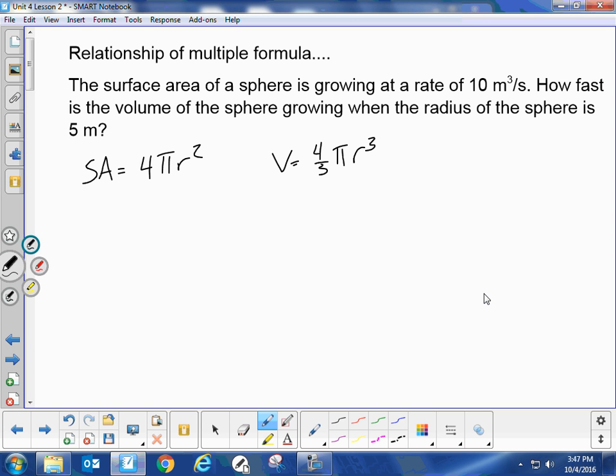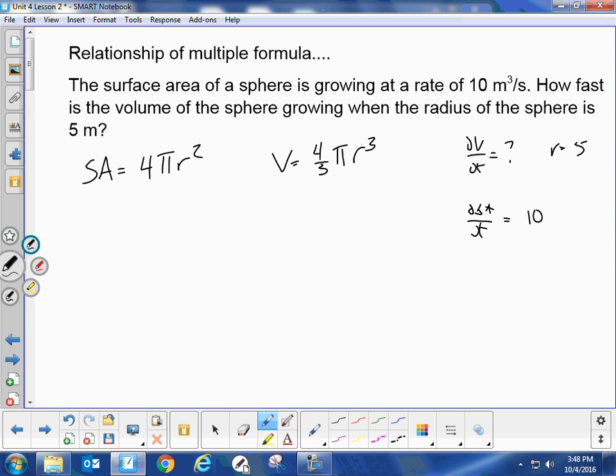We're trying to find how fast the volume is changing. So dV/dt equals something. I don't know what it is, but that's what I need to find, exactly when the radius is 5. We'll plug in 5 after we take our derivatives. We know the surface area, dSA/dt, is 10.